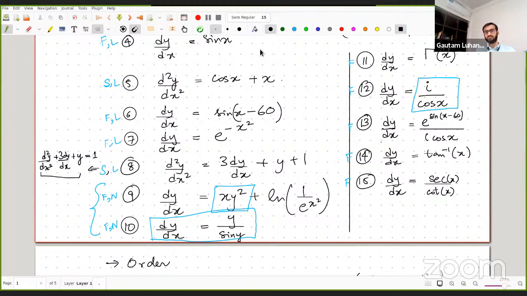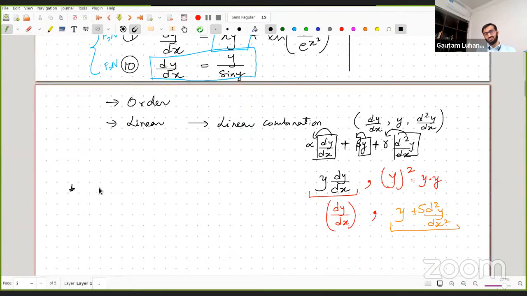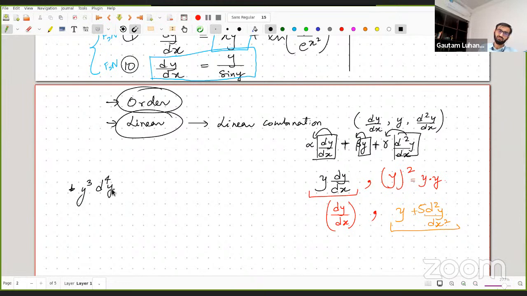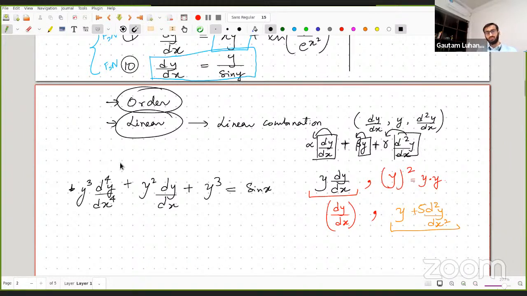You could make a very complicated equation that looks like this. Perhaps I can increase both of these complexities. I could make it a higher order equation and I could make it a non-linear equation. For example, y cubed times d fourth y by dx fourth plus y squared dy by dx plus, let's say, y cubed equals sine x. Now, the order of this equation is 4, and it's also a non-linear equation because there is this interaction. There's a cube on y, there's a square on y, there's this interaction, and so on. Even this term is a non-linear term, y cubed.